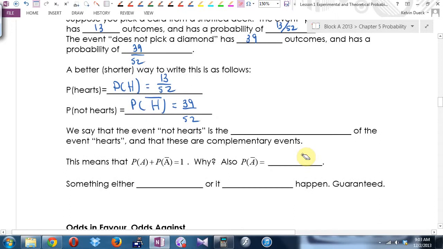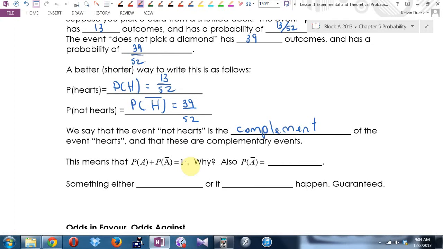We say that the event not hearts, it's the complement of the event hearts. It's the opposite. These are called complementary events. This means that the probability of A plus the probability of not A has to equal 1. Why? First of all, what did 1 as an answer mean?